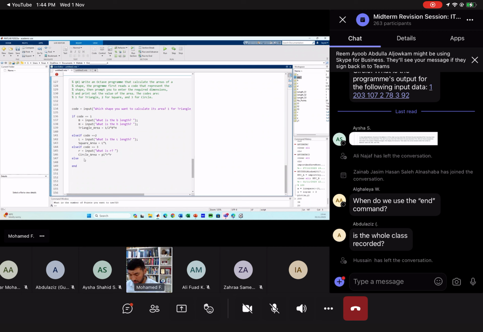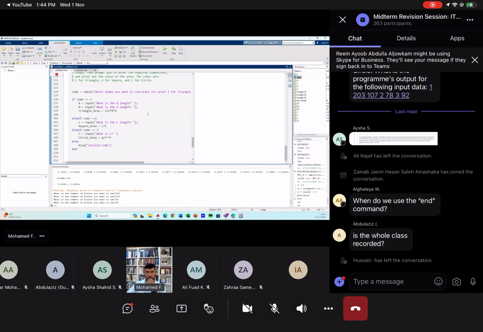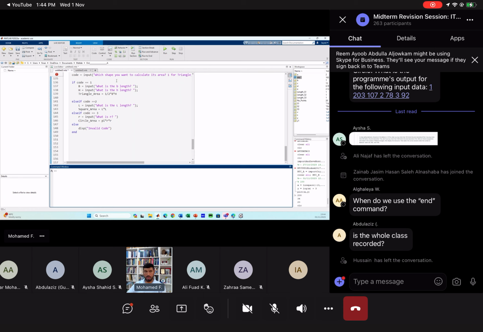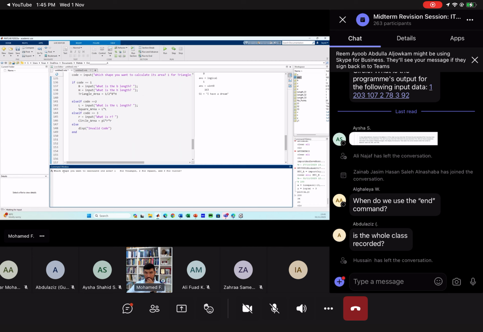Else, display invalid code. Okay, that's it. Now let's run it and see the output. So if I run it now, it asks me which shape you want to calculate its area, 1 for triangle, and I'm going to select one.